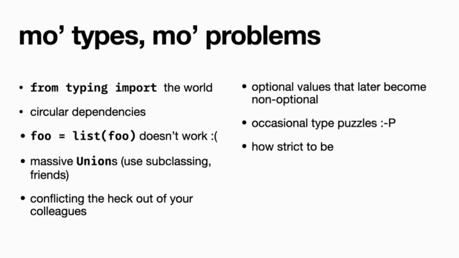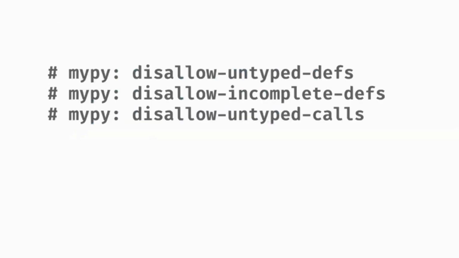Which means you can have type errors that don't get noticed just because you forgot to stick a type annotation on the thing. And then MyPy has these special comments that you can stick into your code to say, hey MyPy, if I'm defining a method without giving it types, I want you to flag me. If I'm calling a method that isn't fully typed, I want you to flag me. You just have to decide how strict you're going to be on your project.